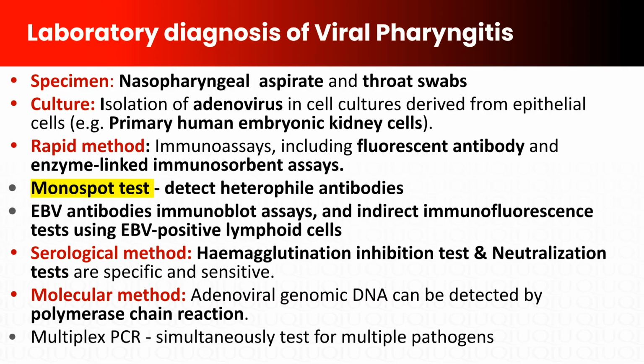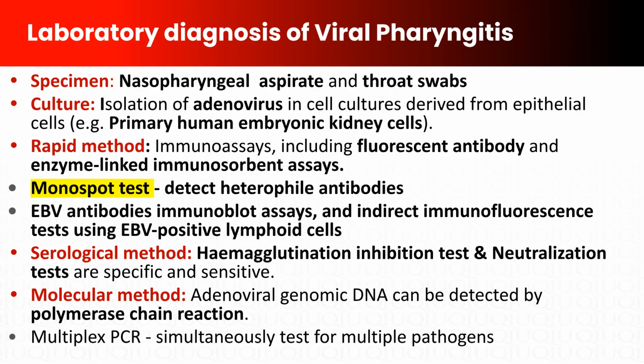For infectious mononucleosis, the monospot test is a classic rapid screening test. This test detects heterophile antibodies, which are antibodies that agglutinate sheep or horse red blood cells. These antibodies are produced in response to EBV infection, but don't actually bind to EBV antigens. They're a non-specific response. The monospot test is quick, inexpensive, and reasonably sensitive in adults, though it can be falsely negative early in infection and is less sensitive in young children.